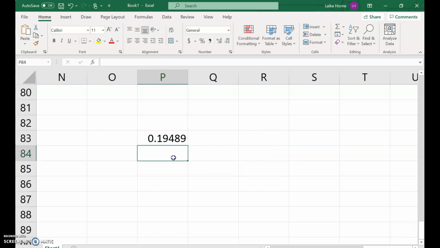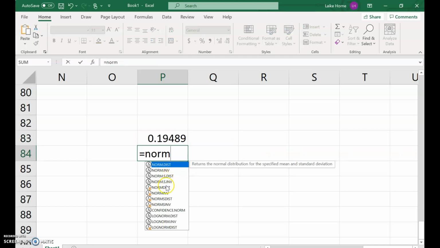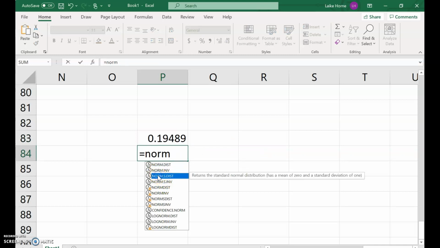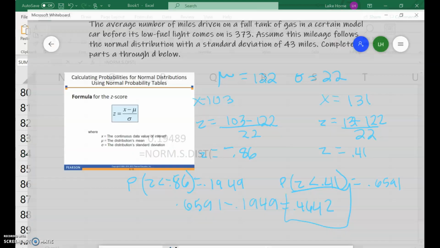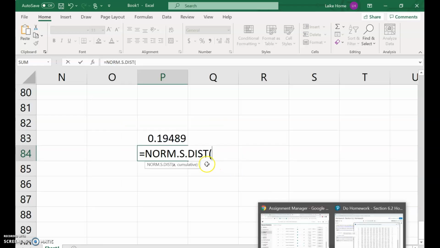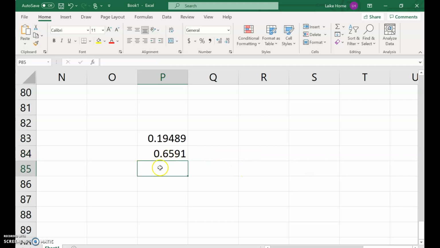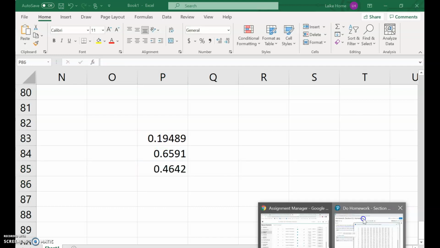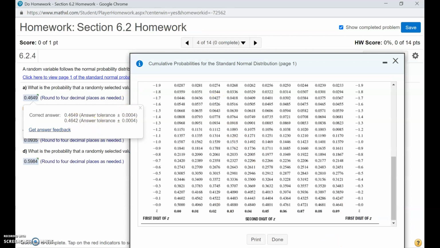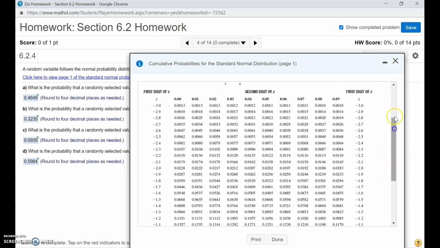And then let's do our z-value for the other one. The z-value was 0.41. I keep putting in the wrong number. And we want it to be cumulative. And let's just see if we can get the right answer. 0.4642. So it would work.